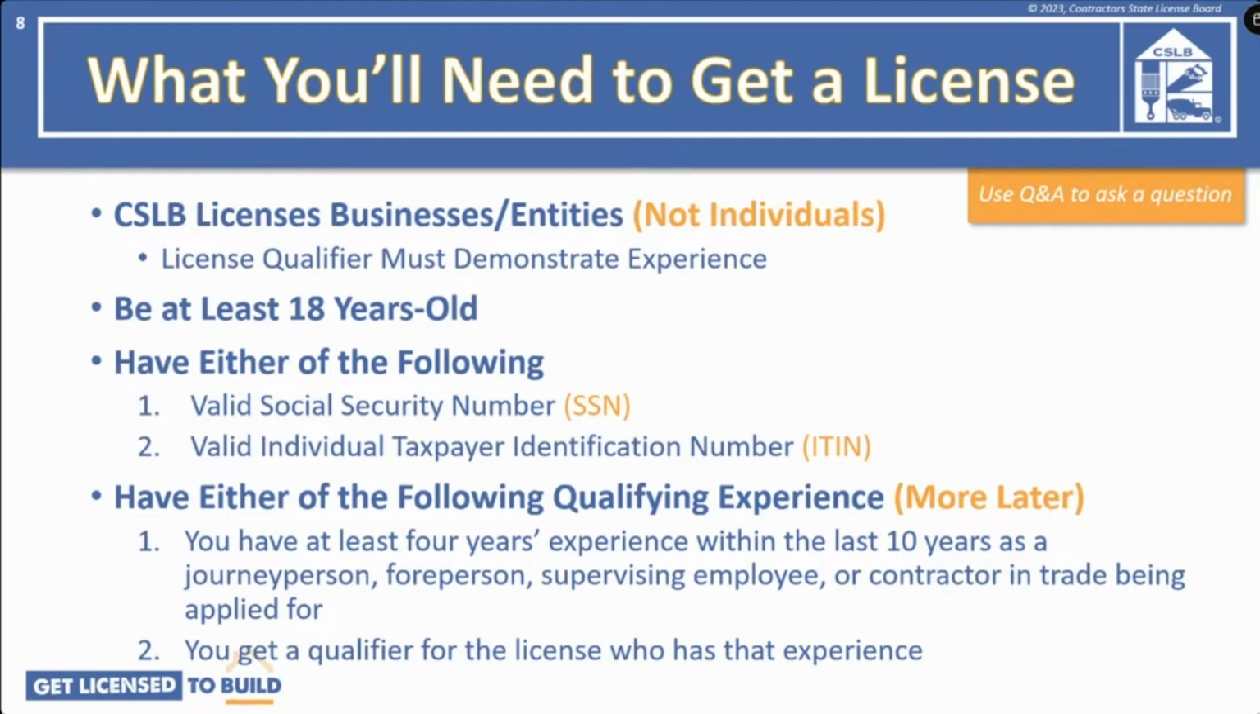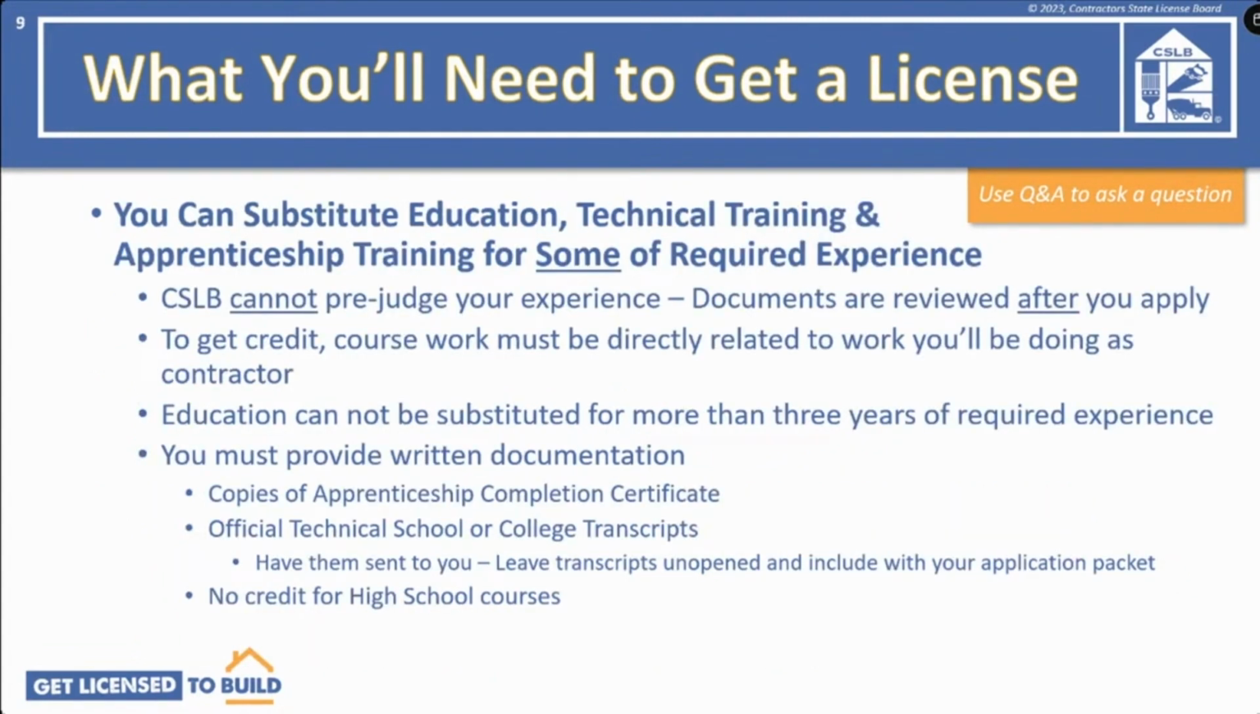You can qualify the license in one of two ways. First, you can qualify the license by having at least 4 years of experience within the last 10 years as a journeyman, foreperson, supervising employee, or contractor in the trade being applied for. Or you can also get a qualifier for the license who has that required experience. We will spend time talking about how you can demonstrate your experience on your application later in this presentation. It may be possible for you to substitute your education, technical training, and apprenticeship training for some of the required experience. We tend to get a lot of questions on this.